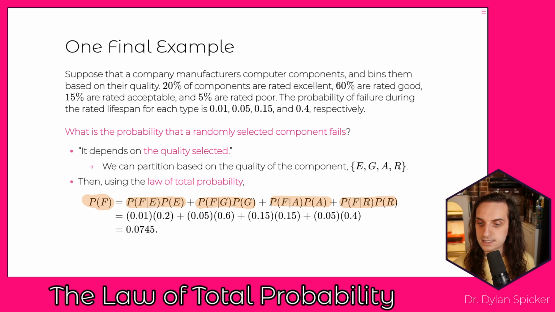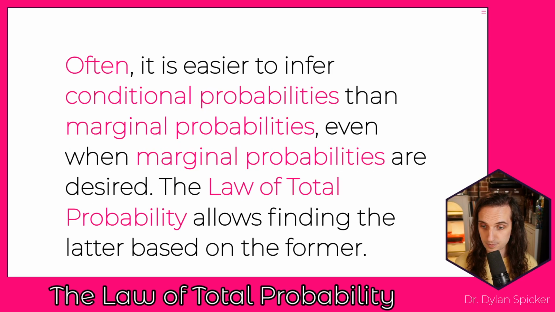We were given all of these explicitly, right? So 0.01 times 0.2, 0.05 times 0.6, 0.15 times 0.15, and 0.05 times 0.4. Multiply that all through together, and that's a 0.0745. So 7.45% chance that a randomly selected component is actually going to have failure.